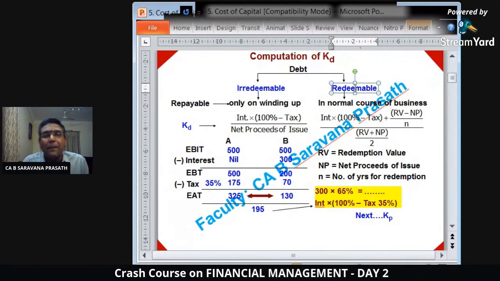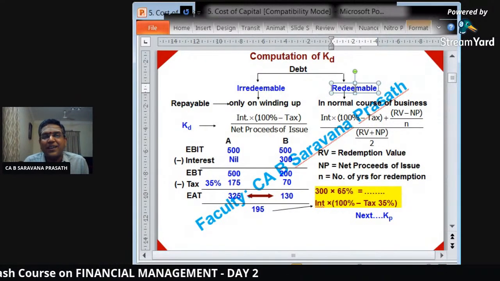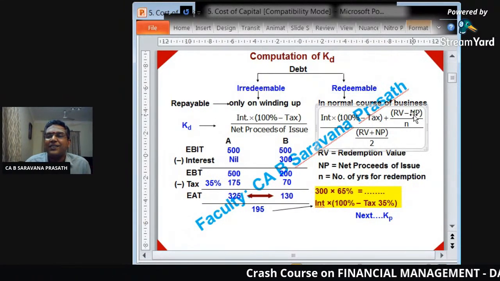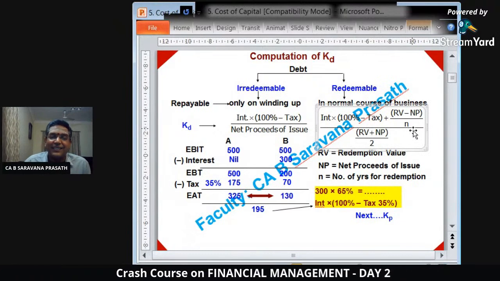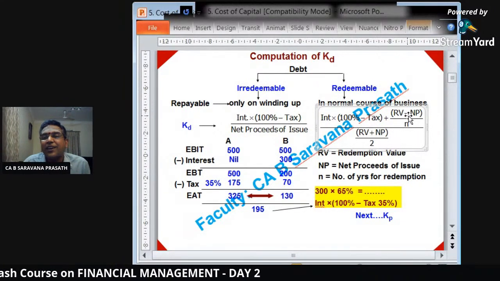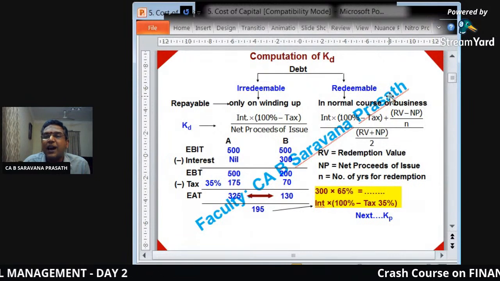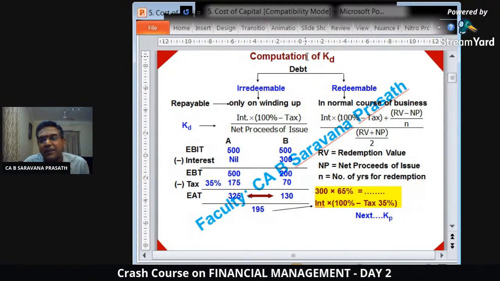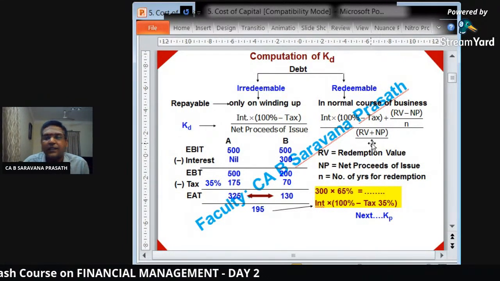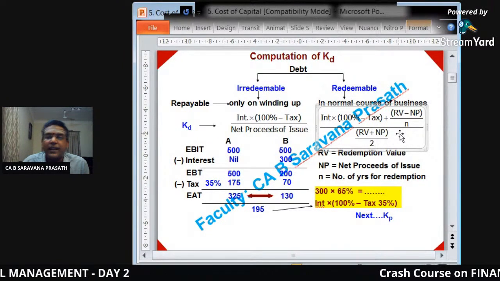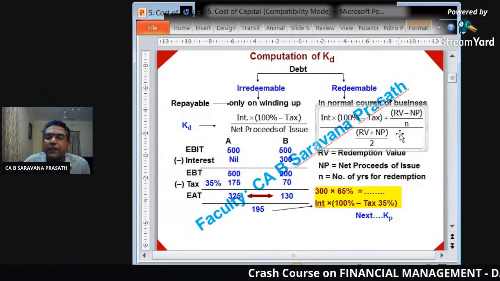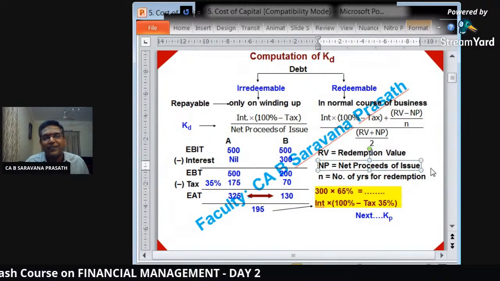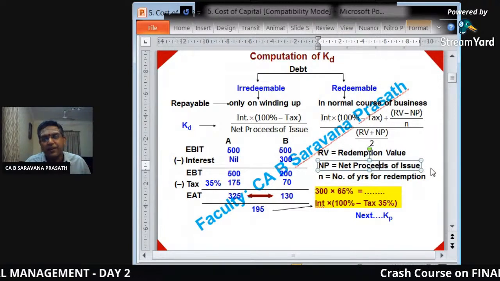So, on an average, per year, additional cost for the company is equivalent to 125 minus 100 divided by 5 years. Like this, we calculate the premium on redemption on an average basis, which is referred to as RV minus NP divided by N, redemption value minus net proceeds divided by number of years. In the denominator, we take the average liability, RV plus NP divided by 2, redemption value plus net proceeds divided by 2. This is the calculation for the redeemable debt.